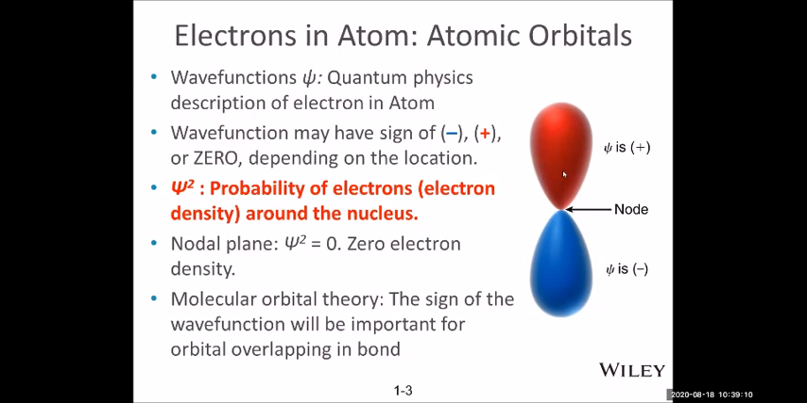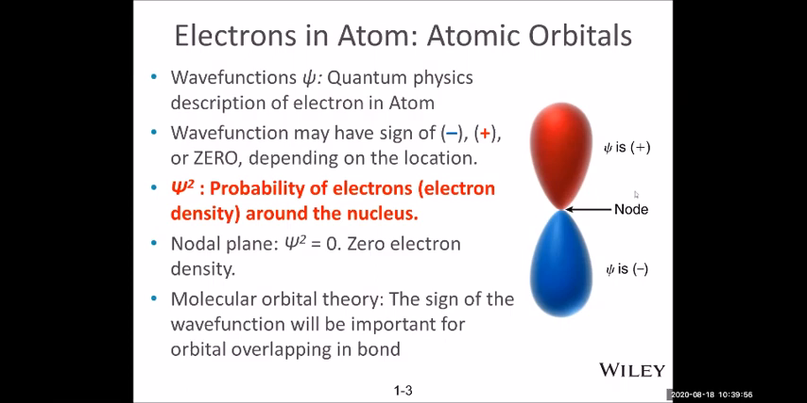The sign of the wave function is important for molecular orbital theory, where the wave functions can overlap. If in a location the wave functions from two atoms are both positive or both negative, you get enhanced probability of electrons showing up. If the wave functions have opposite signs, where one atom gives a positive wave function and the other a negative one in the same location, the wave functions partially cancel out, and that reduces the electron density in that area.